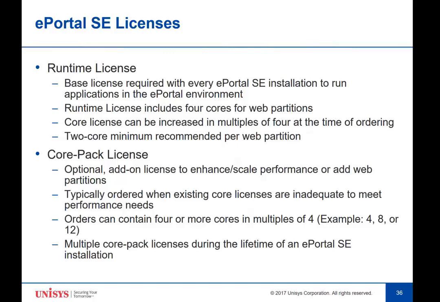You can buy more core licenses, of course, in that initial purchase in multiples of 4. So you can go up to 16. So you can add 8 more cores if you like to that initial purchase. And again, we recommend a minimum of 2 cores per web partition.